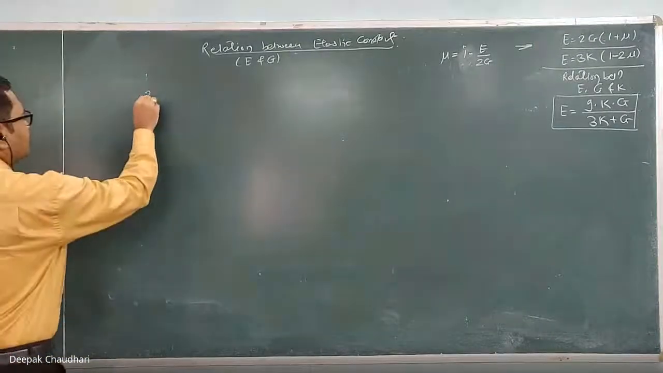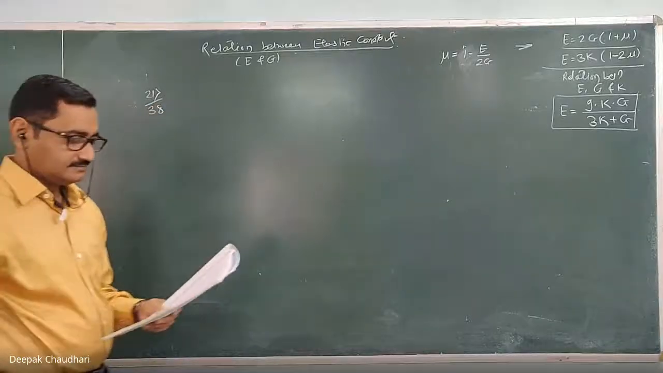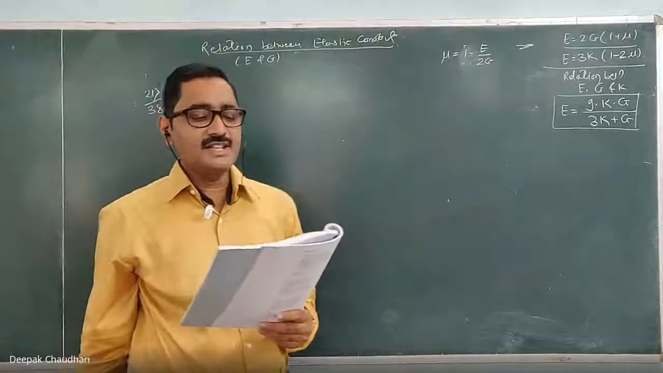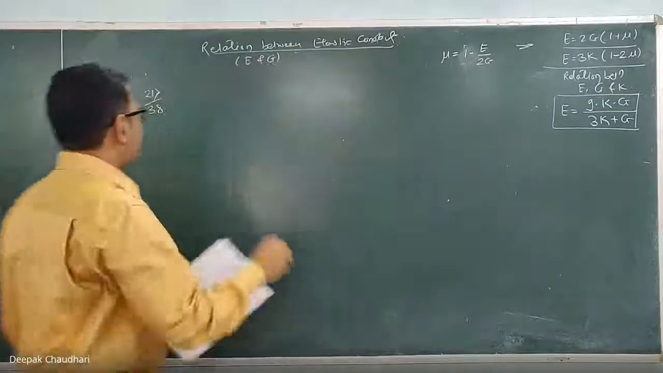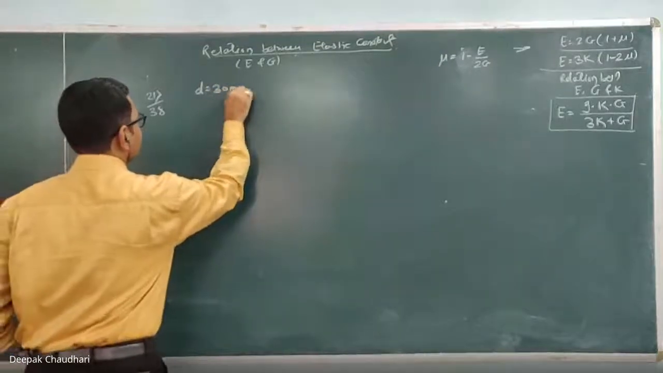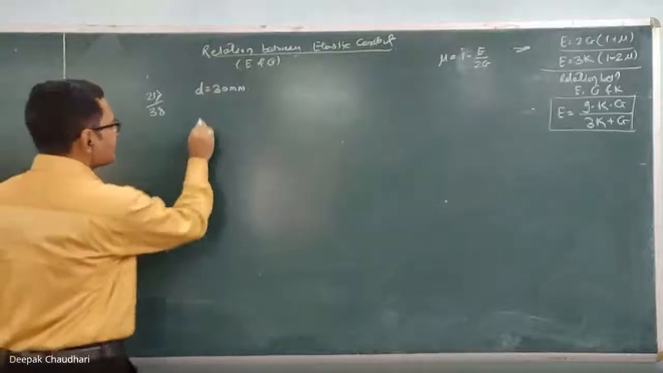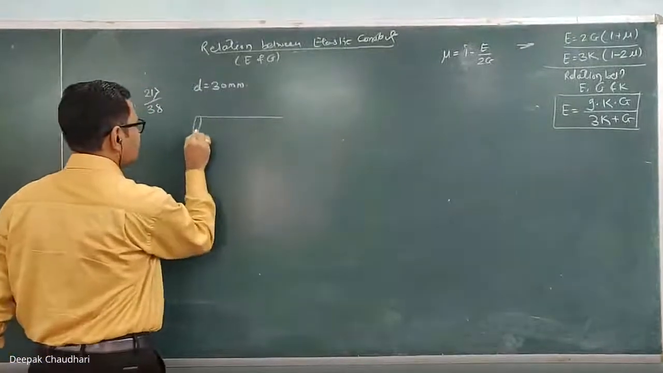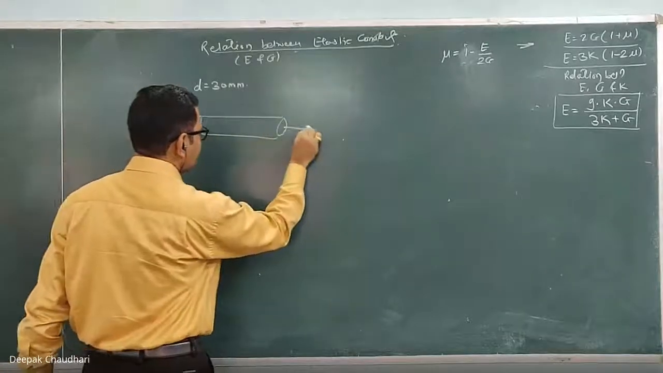Sum number 21, page number 38 from our question bank. In this one, it is given that in an experiment, a bar of 30 millimeter diameter, the original diameter of the rod is 30 millimeter, is subjected to a pull of 60 kilonewton. One circular rod is there, which is subjected to an axial pull of 60 kilonewton.